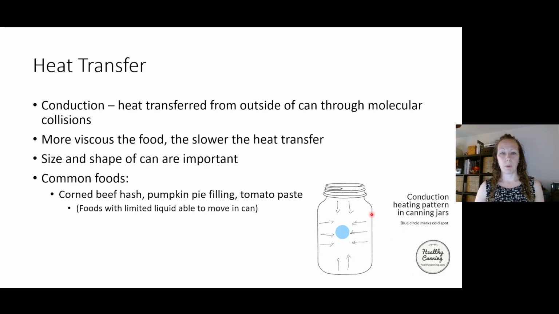The cold spot in these cans that are using primarily conduction as their heat transfer method is going to be in the geometric center of that can. And the cold spot is going to be the part in the can that is the last to heat all the way through to where it is at a safe level.